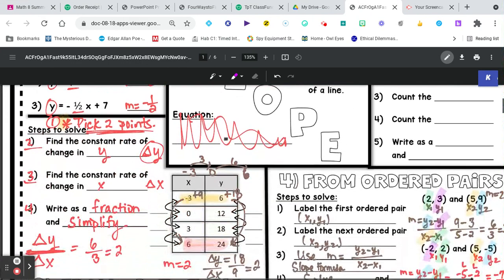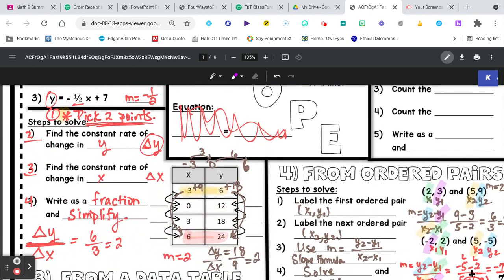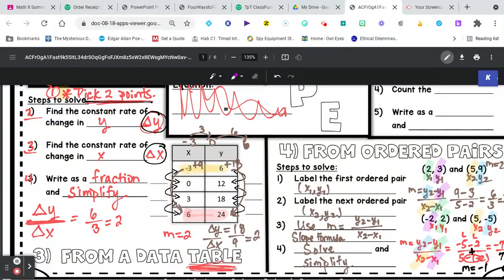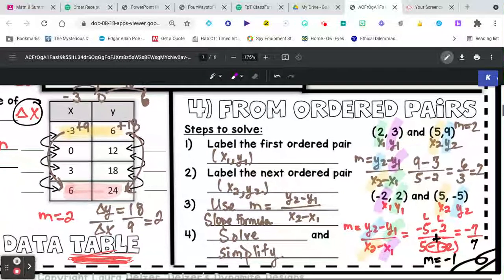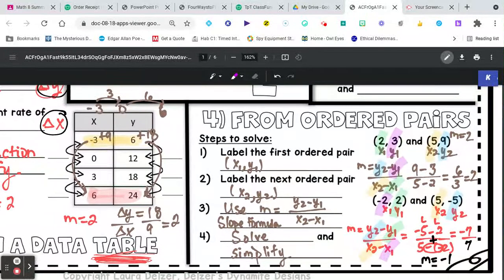We've also learned how to find a slope from a table of values. You pick 2 points, then find the change in y, find the change in x, and simplify it. Write it as a fraction. Change in y on top, change in x on the bottom. It doesn't matter what 2 points you pick. And we've also learned how to find a slope from two ordered pairs. You just use the slope formula, y sub 2 minus y sub 1 over x sub 2 minus x sub 1, okay? And make sure you label your points so you know what to put where.